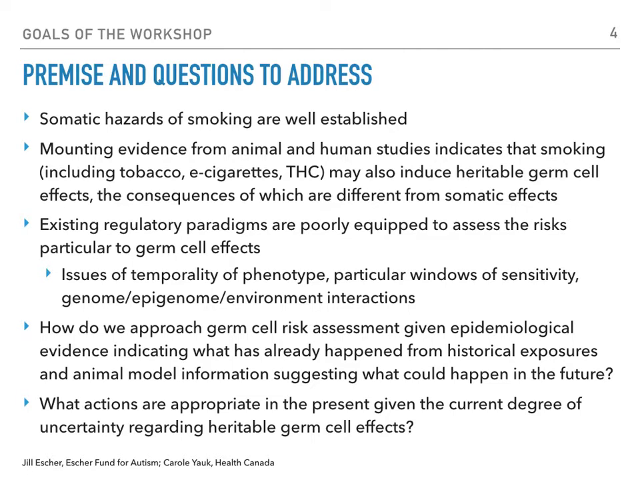So the questions that we wanted to talk about and try to answer were how do we approach risk assessment for germ cells, given the epidemiological body of evidence we have from past exposures of all the people that have smoked before us and what we're seeing in terms of disease burden in the population today, and given animal model data in terms of what could happen in the future, and then what do we need to actually do about that in the present.